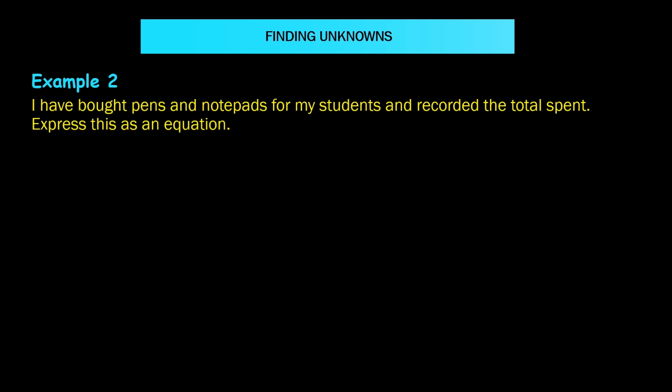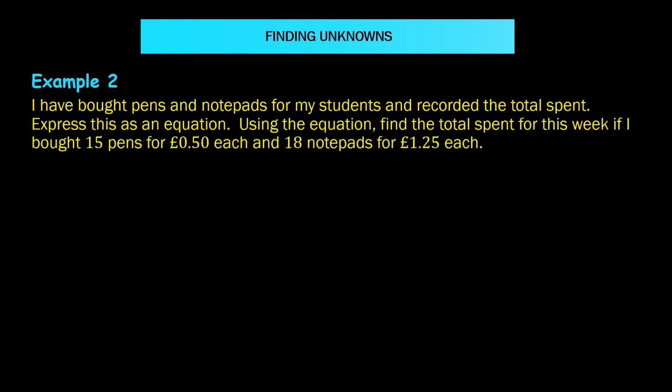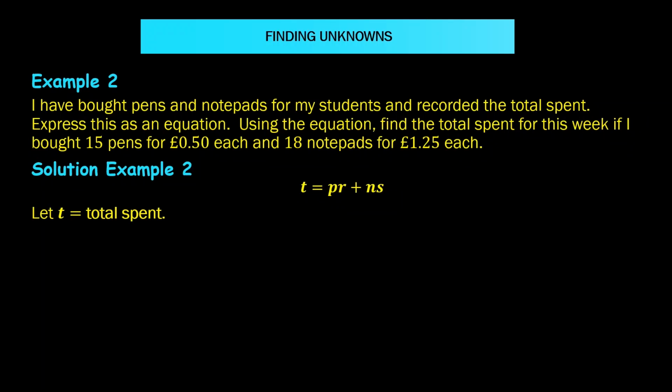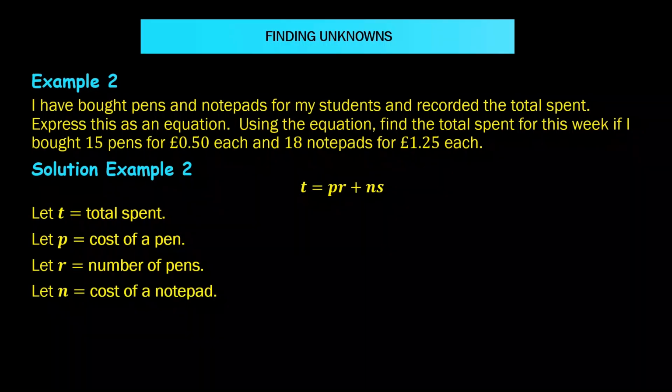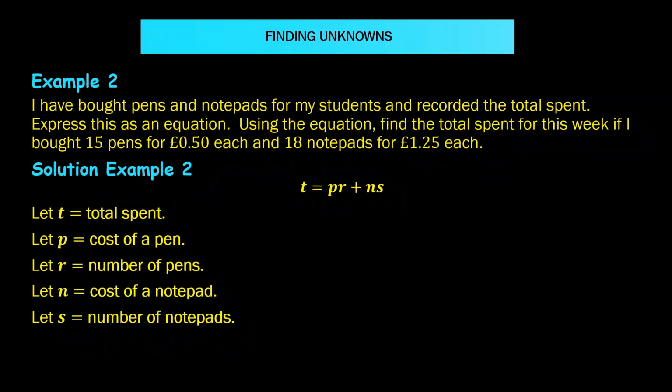Let's now extend this example to find unknowns. Let's now use the equation we found in example 1 to find the total spent for this week if I bought 15 pens for £0.50 each and 18 notepads for £1.25 each. Let's solve this. Remember our equation was T equals PR plus NS, where T was the total spent, P was the cost of a pen, R was the number of pens, N was the cost of a notepad, and S was the number of notepads.